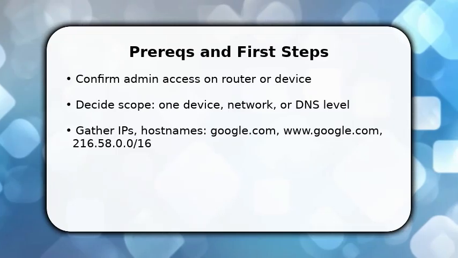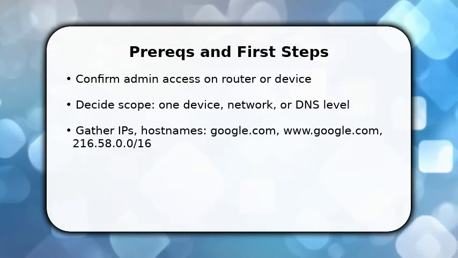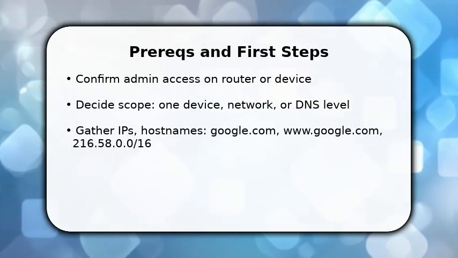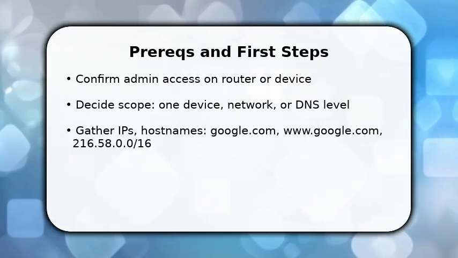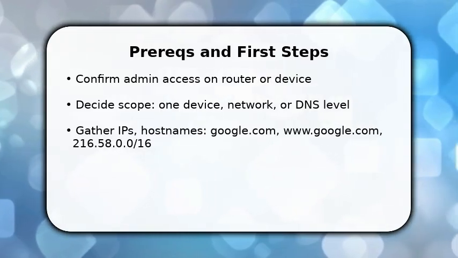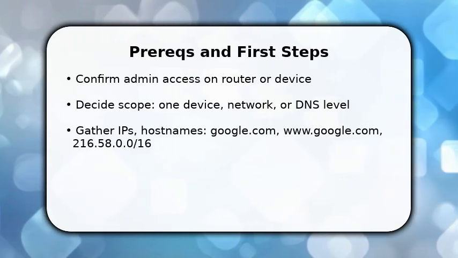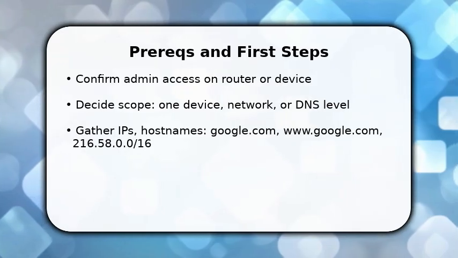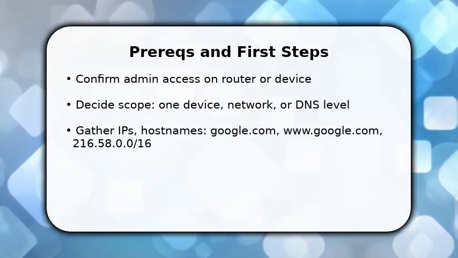You start with admin access. Without it, you can only limit a single device. First, decide whether you block Google on one machine, on the router for the whole LAN, or at DNS. Next, collect targets: google.com, www.google.com, and the common Google IP ranges such as 216.58.0.0/16.